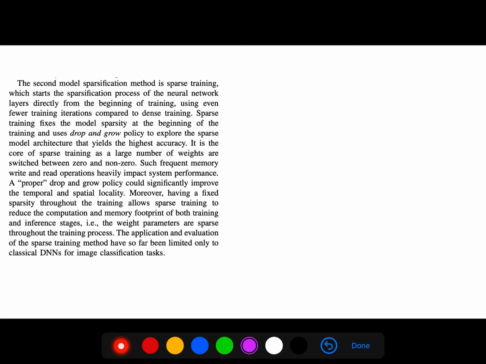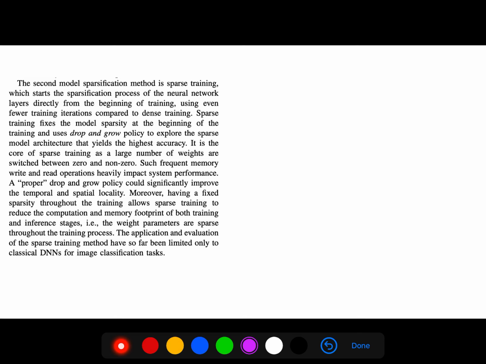The second approach to sparsification is sparse training, which starts the sparsification process of neural network layers directly from the beginning of training, using even fewer training iterations compared to dense training. Sparse training fixes the model sparsity at the beginning of the training and uses a drop and grow policy to explore the sparse model architecture that yields the highest accuracy.